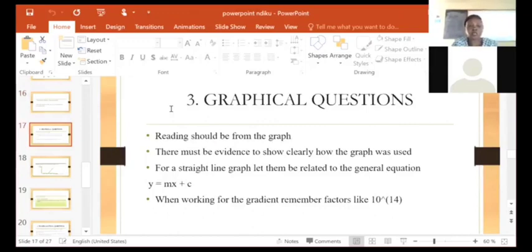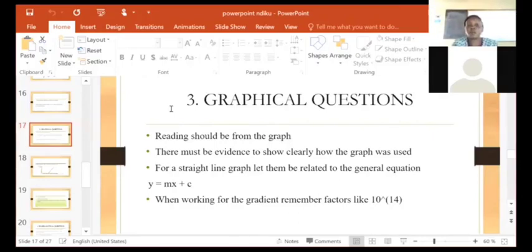We have the third type of question, the graphical questions. It's good to note that in the theory papers, both paper 1 and paper 2, we have no drawing of graphs. Graphs are only drawn in the practical paper. The graphs will be drawn for you in the theory papers, but it's for you to answer the questions from the graph. When answering, the reading should be from the graph, and there must be evidence to show clearly the graph was used.